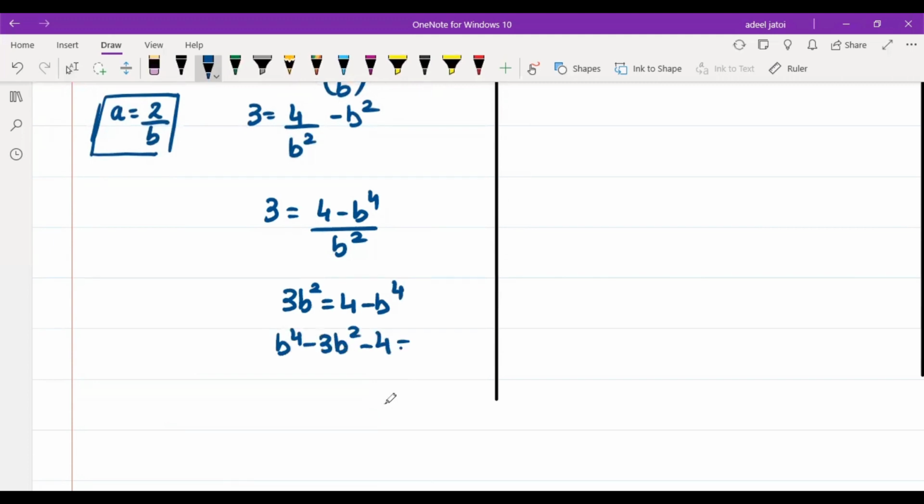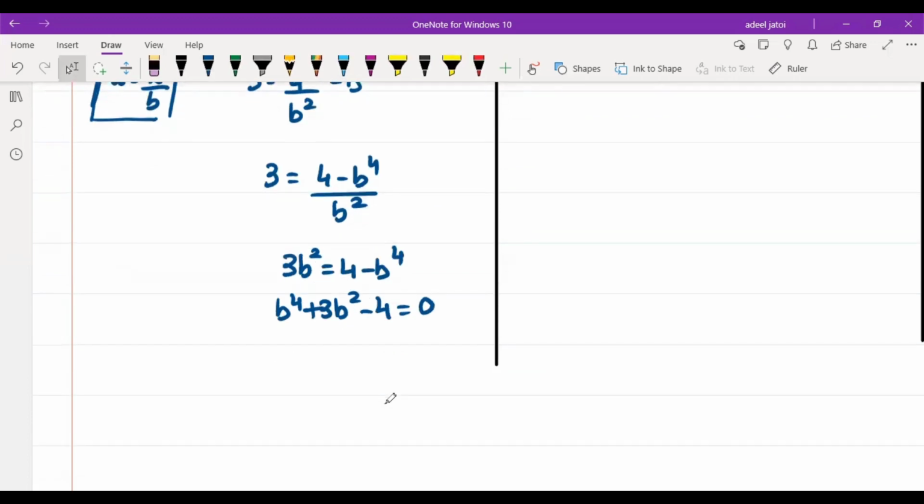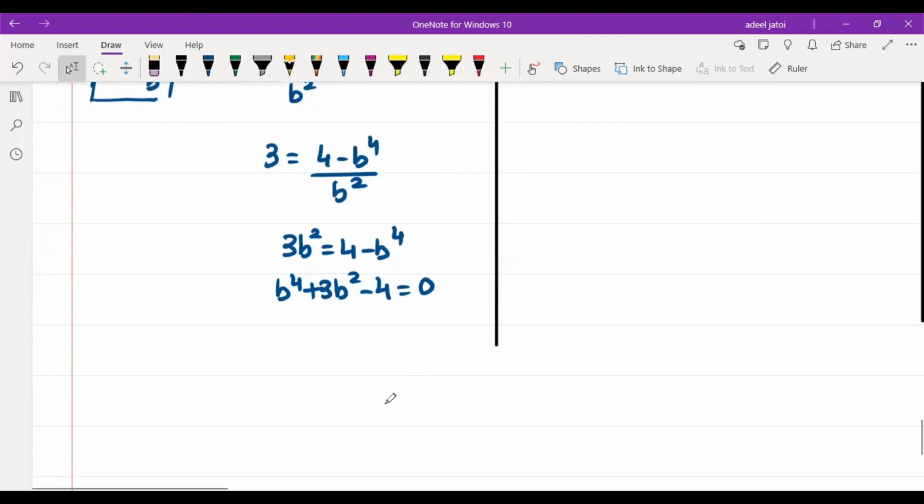Your disguised quadratic equation becomes b to the power 4 plus 3b square minus 4 is equal to 0. So if we just take down a common representation, this b to the power 4 can be written as x square, where x is represented by b square. So this becomes x square plus 3x minus 4 is equal to 0.